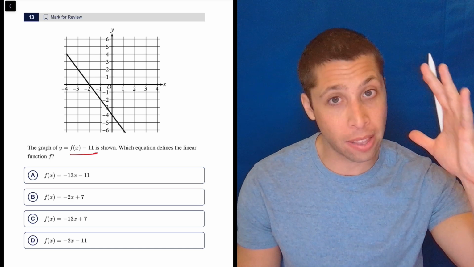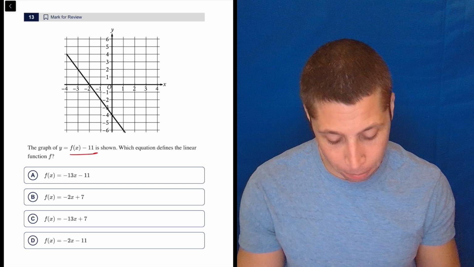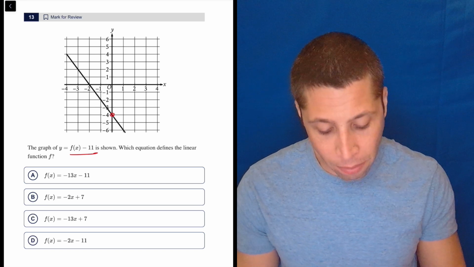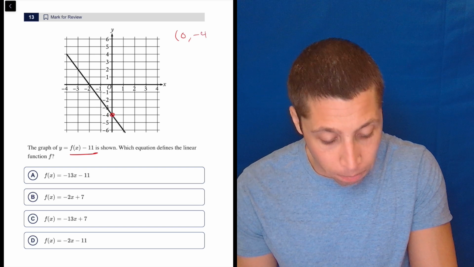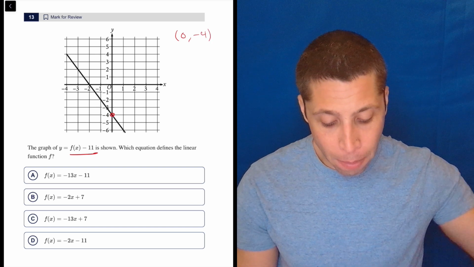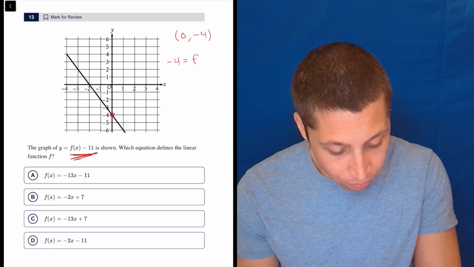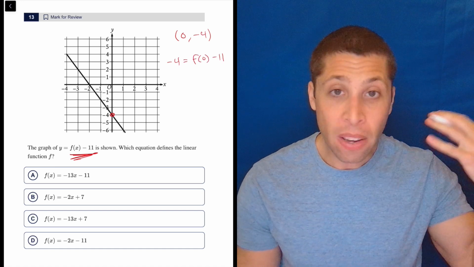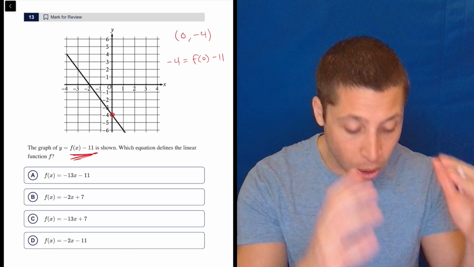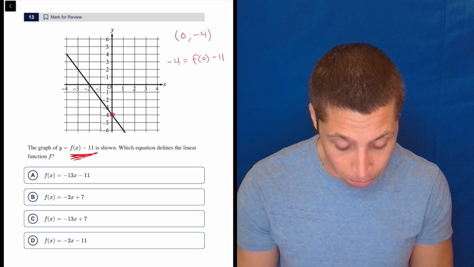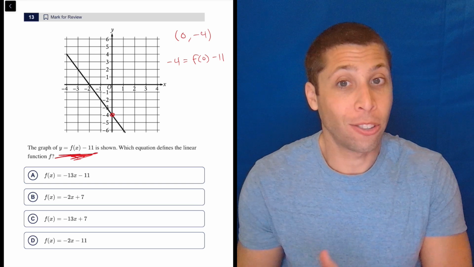And a lot of you are just going to think this through. My advice, pick a point and test it out. Let's at least take care of that piece, right? So here we have a point of (0, -4), right? Now, if I plug that point into this equation, then -4 is equal to f of 0 minus 11. Be very literal about this, right? That point, (0, -4), is an x and a y coordinate that goes on this equation that they gave us. So just plug in for the x and the y. And even though it's f of x, it's still an x. So we still plug in.